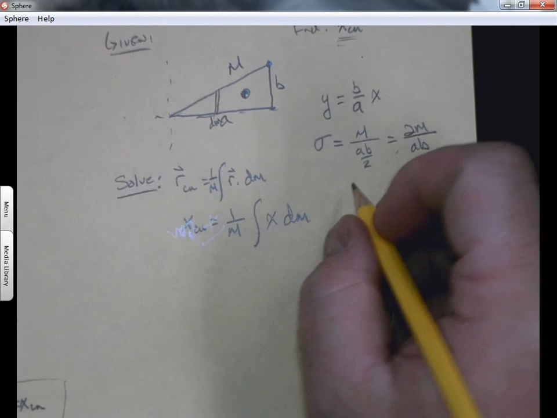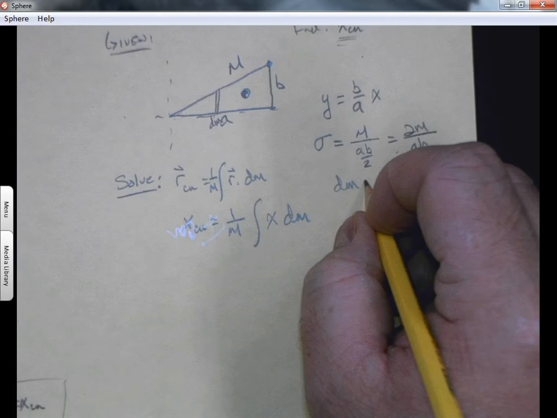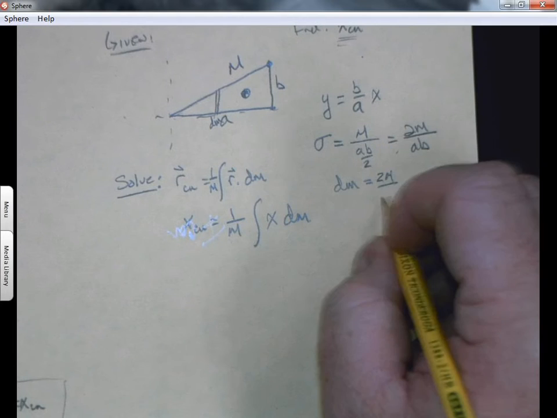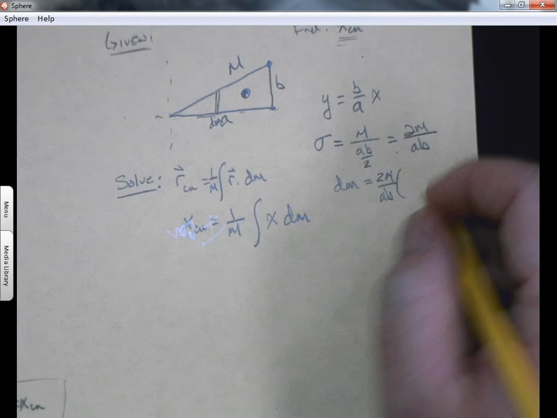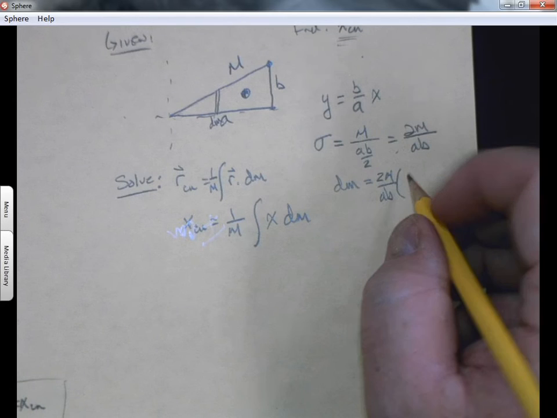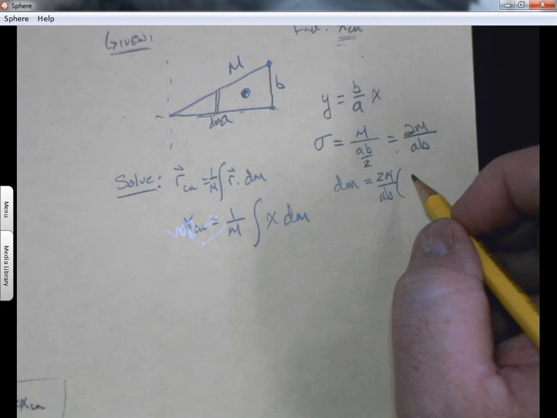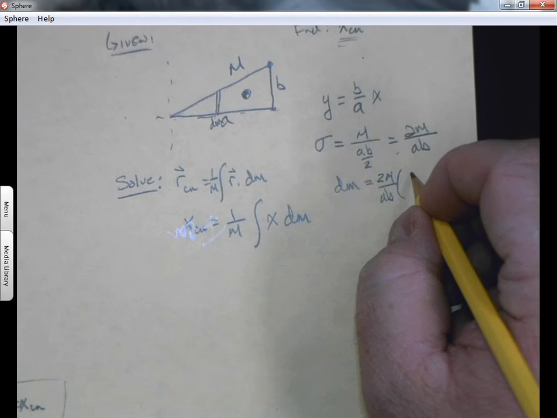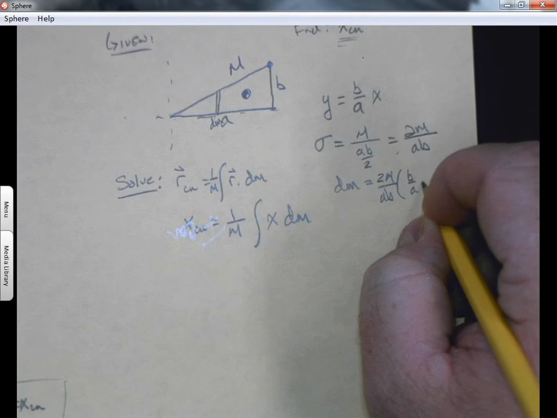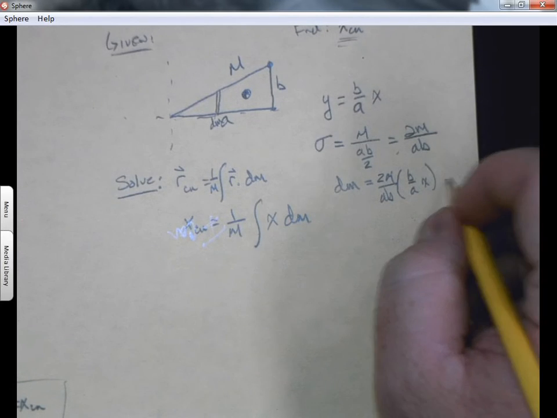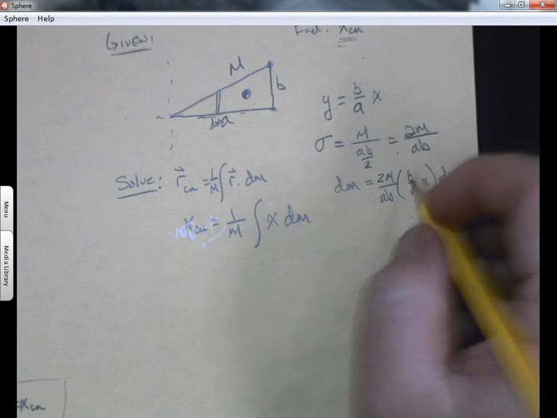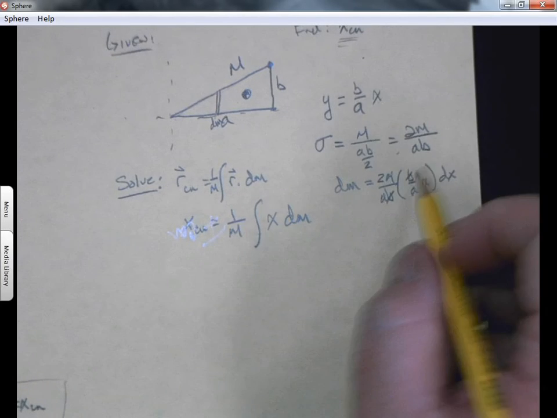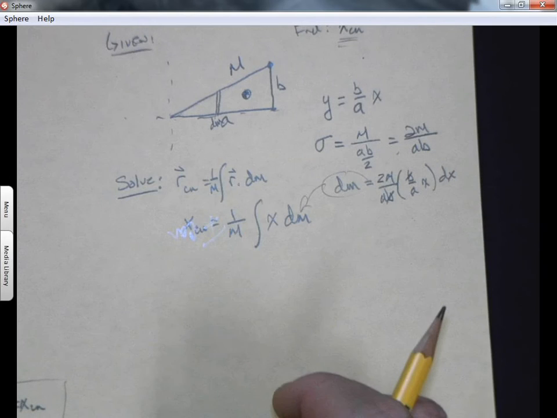So our dm is going to equal 2m over ab times, and what's our differential? Well, the value is going to go up, so this is sigma, and this is what our y is going to be, so it's going to be times b over a x dx. Well, then we can start canceling stuff. b is going to cancel there. That's going to be an a squared. So all this is what dm equals. That's going to go in here.